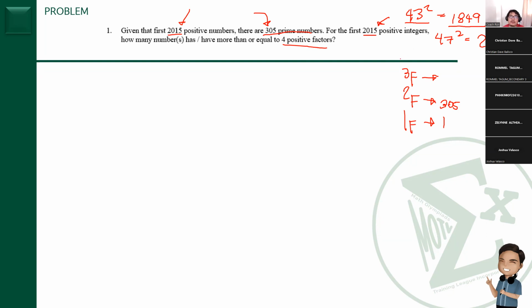So from 1 to 43, how many primes are there? 2, 3, 5, 7, 11, 13, 17, 19, 23, 29, 31, 37, 41, and 43. There's 14 primes between 1 and 43. Okay. So we have our 2015 minus the numbers that have 1 factor, 1 only. Minus the numbers that have 2 factors, 305, and minus the numbers that have 3 factors.